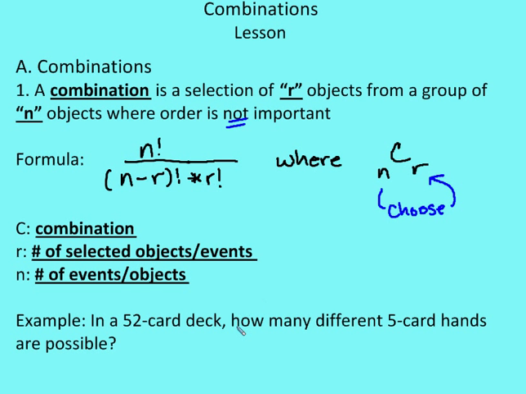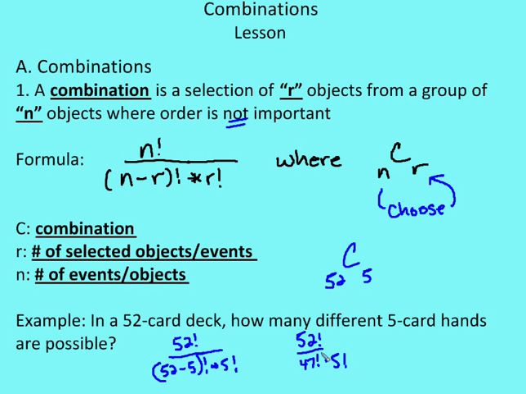So let's take an example. I have a 52 card deck. How many different 5-card hands are possible? So in this case, I'm going to end up with a combination of 52, and I'm going to choose 5. So the result is going to be n factorial, which is 52 factorial, divided by 52 minus 5 factorial, and then all multiplied by 5 factorial. So that gives us 52 factorial over 47 factorial times 5 factorial.